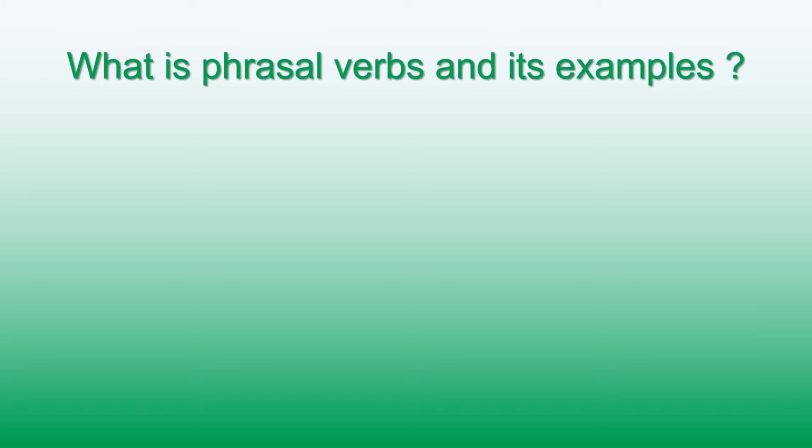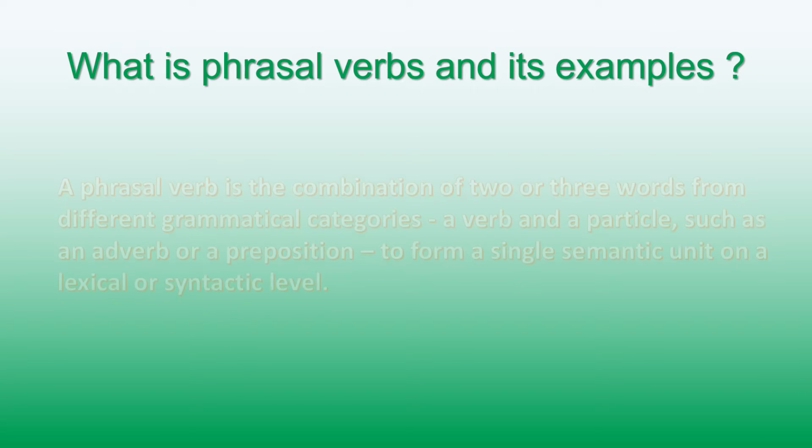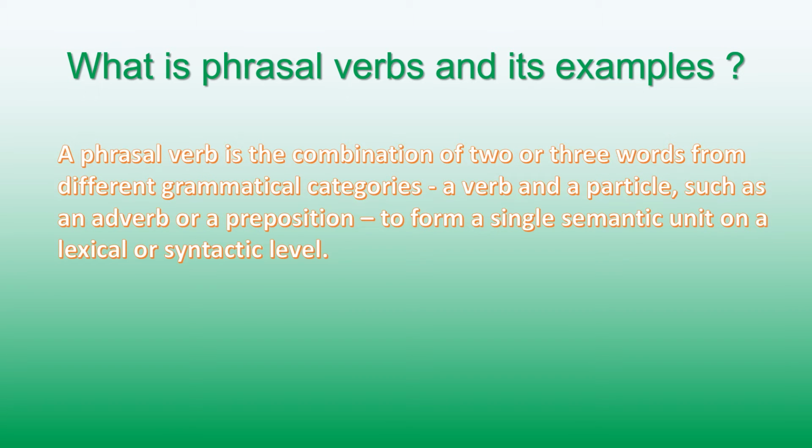Now we are going to learn what phrasal verbs are and see examples. A phrasal verb is a combination. It's not one word, it's a combination of 2 or 3 words from different grammatical categories, a verb and a particle such as an adverb or preposition, to form a single semantic unit on the lexical or syntactic level.